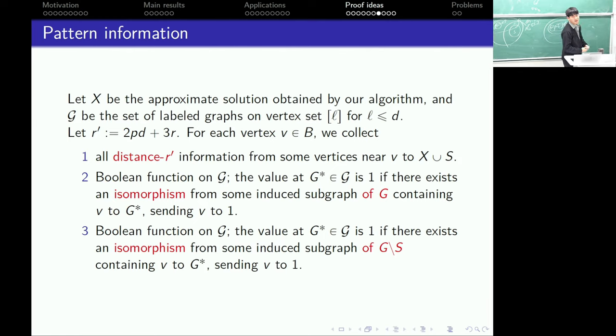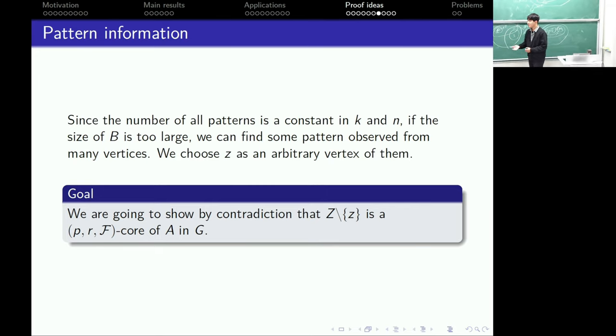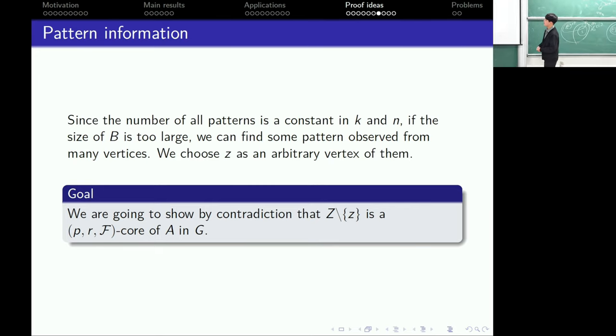So that's all the information we need. But the number of patterns made by these steps is constant in k and n. So it means that if the previous m was too large compared to k and n, then we can always find some pattern, by the pigeonhole principle, that is observed by many vertices. And we will try to choose an arbitrary vertex z from them.